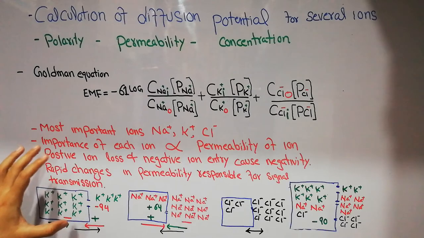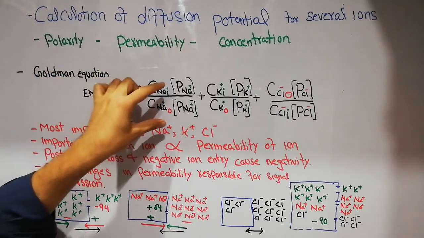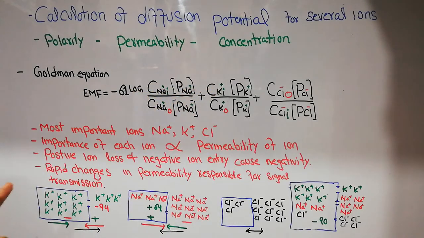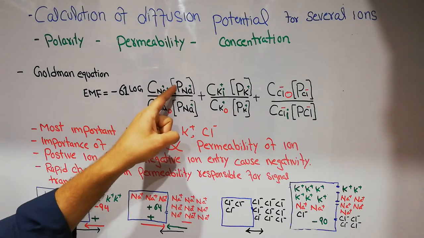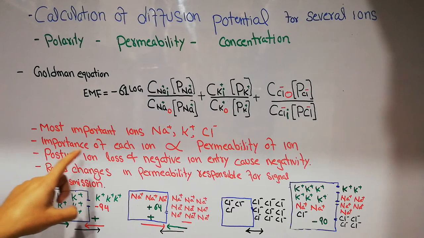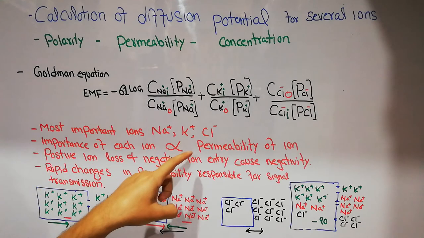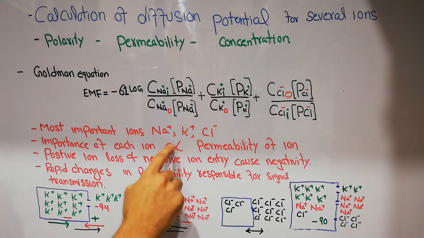Then it will also be dependent upon the permeability factor. If we look at the Goldman equation, it has two important components. One is the concentration, for which we have written C, and the other is P, which is for permeability. So the importance of each ion is directly proportional to the permeability of the ion. For example, if the membrane is more permeable to potassium, then the importance of potassium in determining the membrane potential will be high, because it's directly proportional.